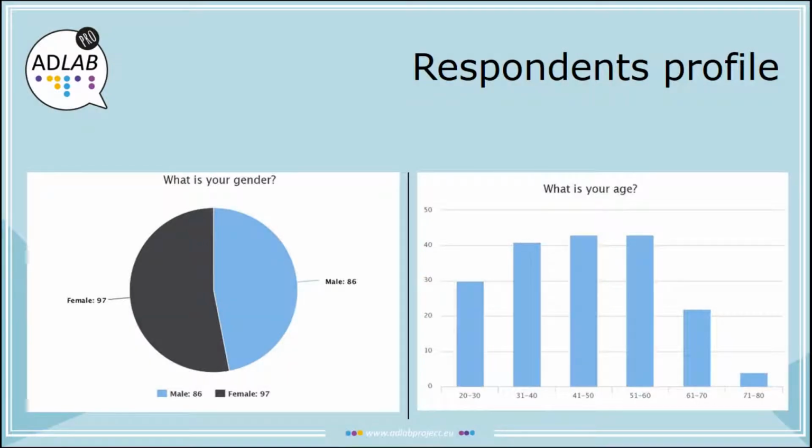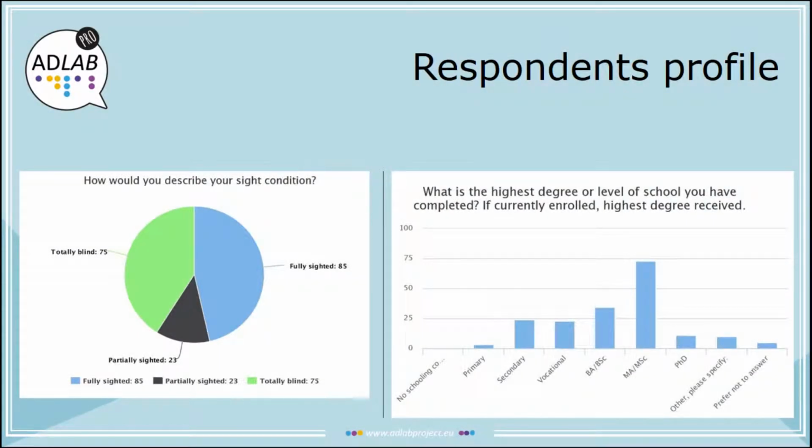In terms of the respondents' profile, and I'm here referring to the whole sample, not to the single categories, it is a sample that is actually quite balanced in terms of gender. We've got half and half actually, and also in terms of age. As you can see, most age ranges are represented apart from the older adults, but we could expect that, so we do not have very old people responding. And in terms of sight condition, again, we have a very balanced sample, because half was made up of roughly totally blind people and half was made of fully sighted people, and then we've got a very small slice of partially sighted respondents.